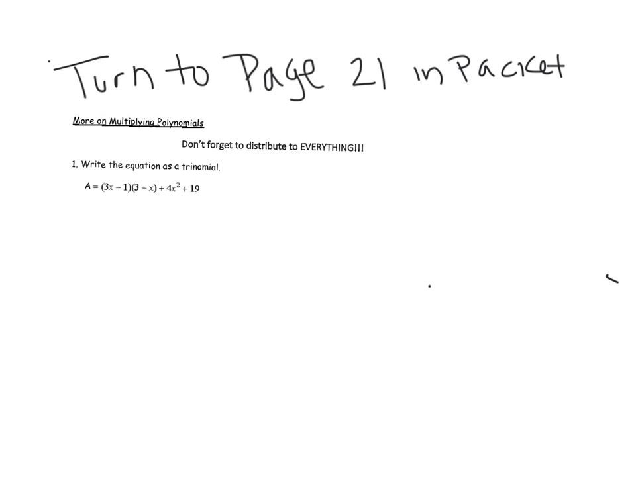So what we're going to do first is take the two binomials and multiply them together. We're going to take the first parenthesis and split it up into 3x parenthesis minus 1, and we're going to stick the 3x minus x in both parentheses.